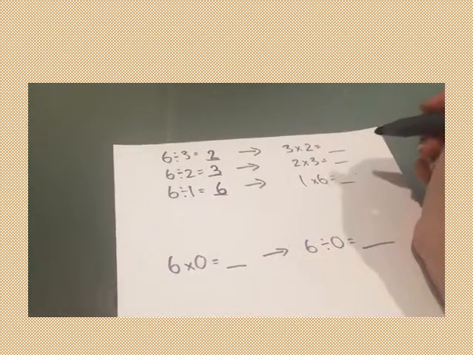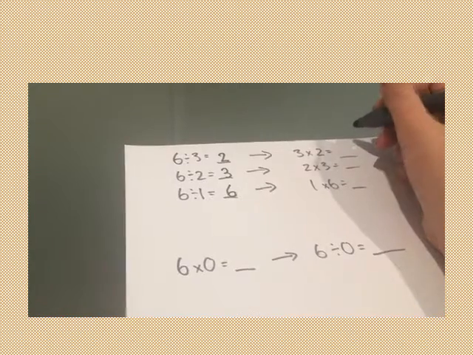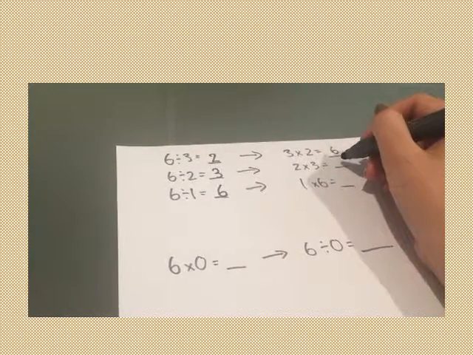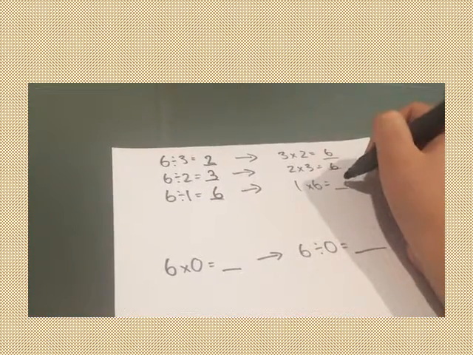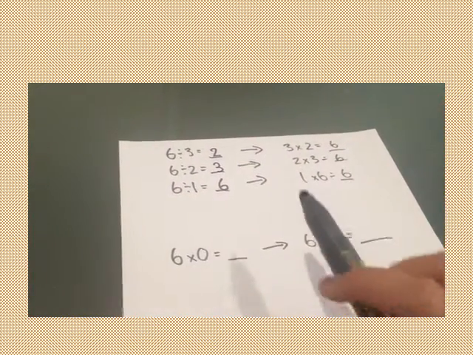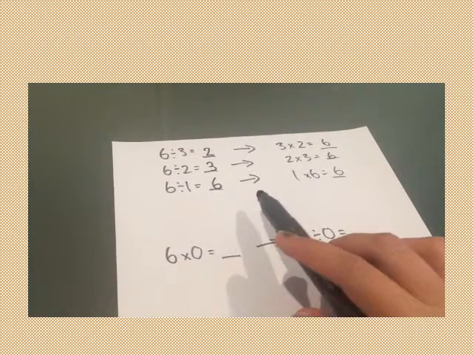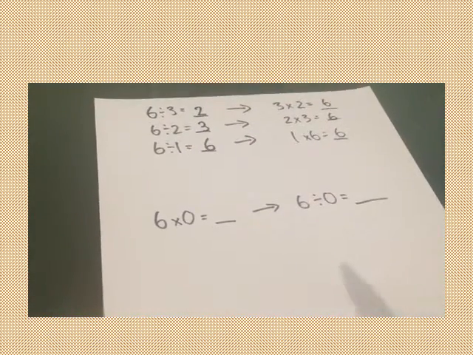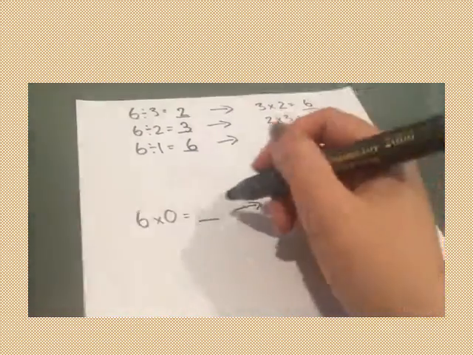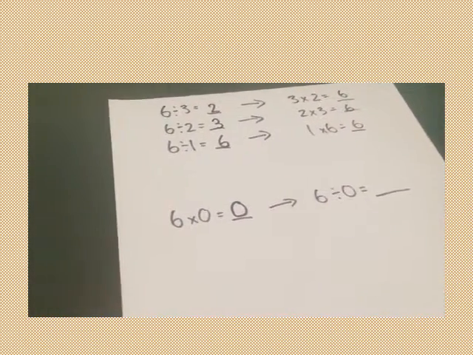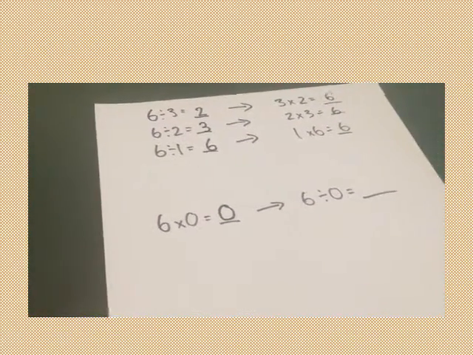And then I'd do the multiplication, which is 3 times 2 equals 6, 2 times 3 equals 6, and 1 times 6 equals 6. And then students will be able to see the inverse relationship between the two and how they work together. Then I would move on to show 6 times 0, which they would know is 0 as they would learn multiplication prior to division.